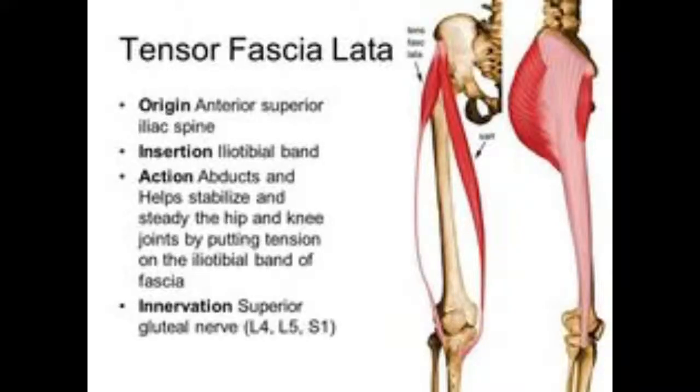The tensor fascia lata. Its origin is the anterior superior iliac spine. Its insertion is the iliotibial band of the iliofemoral and the femoral tibial, and it abducts and stabilizes the iliofemoral and the femoral tibial joints.